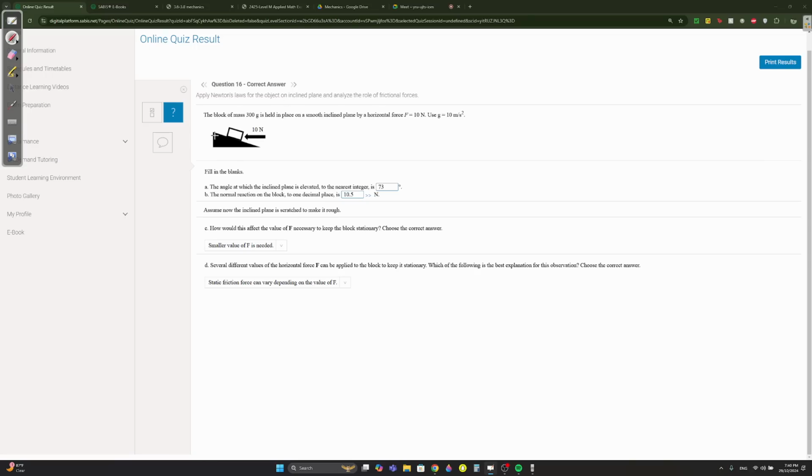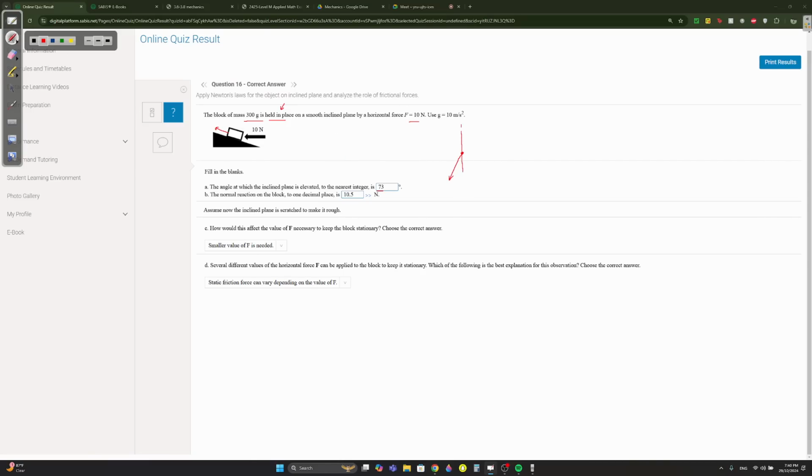Question 16. The block of mass 300 grams is held in place on a smooth inclined plane by horizontal force F equals 10 newtons. The angle at which the inclined plane is elevated is how much? It's very important that you see that the block is held in place. What is holding it in place? This force here. Let's draw the FBD. Weight, since it's an inclined plane, the weight will look like this.